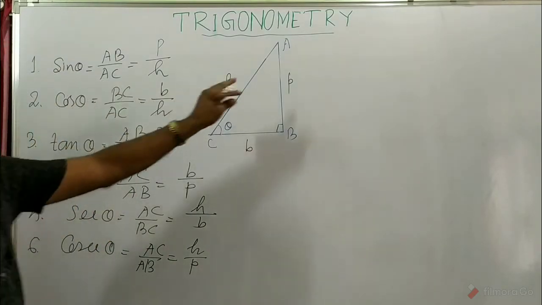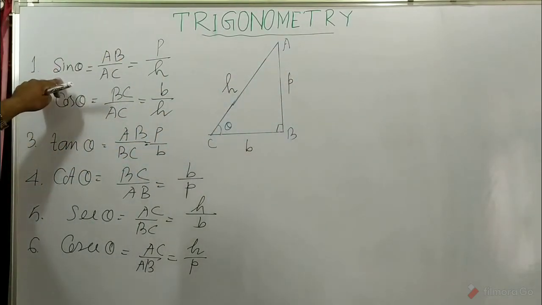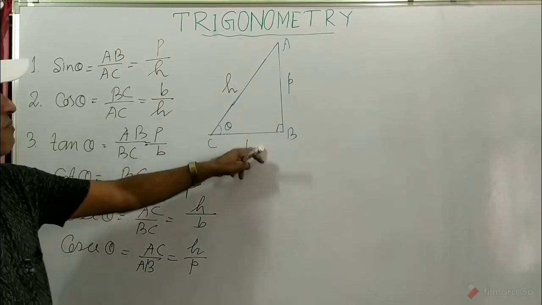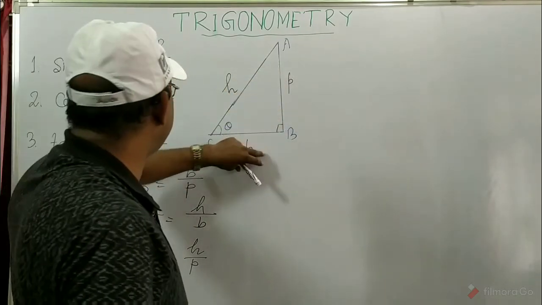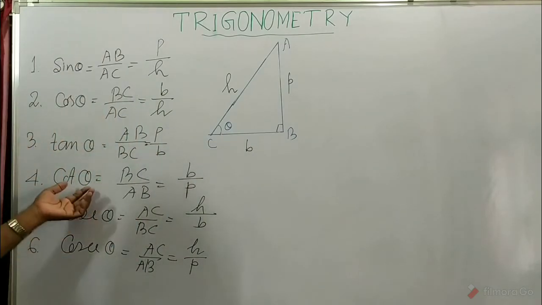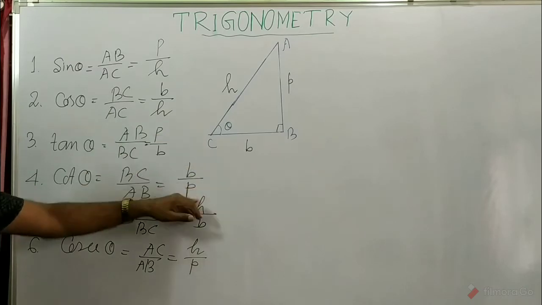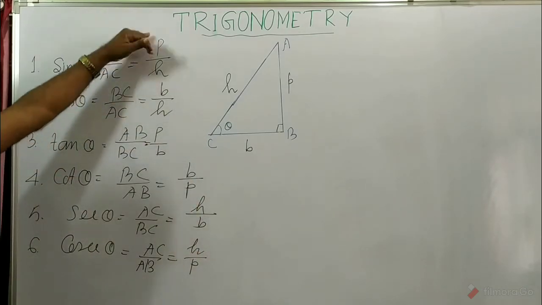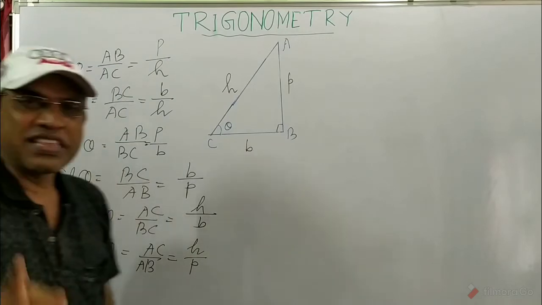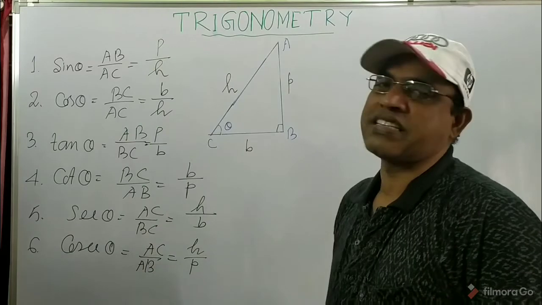You just have to remember this side by this side, from the definition we get sine theta, and this by this we get cos theta, and this by this we get tan, and these are the reverse. Cot means we interchange these two. Cot means B by P, sec means H by B, and cosec means H by P. So these are the 6 ratios, and we have to learn them by heart.